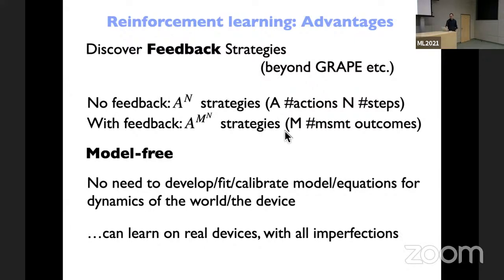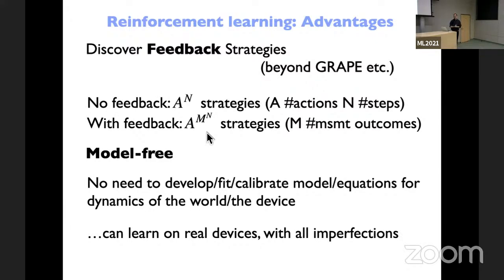With feedback, it's quite a bit worse because for each time step, there may be a different measurement outcome. And depending on these measurement outcomes, of which there are M to the N different combinations during the whole time sequence, you have to take different actions accordingly. And so it's somehow growing doubly exponentially. So this is really even worse, so to speak. So reinforcement learning provides you a reasonable method to explore this doubly exponentially large space of possible feedback strategies.